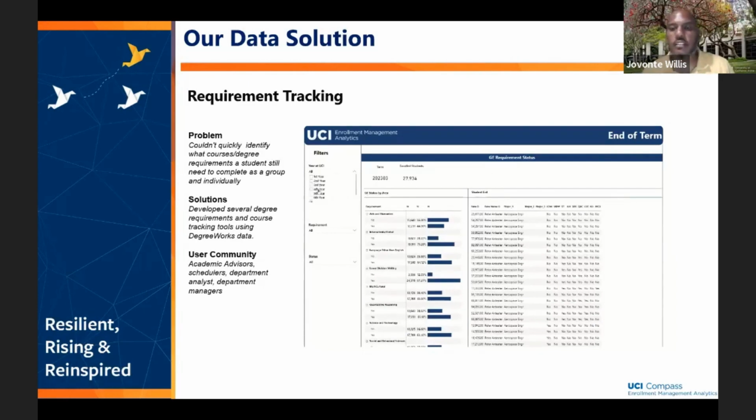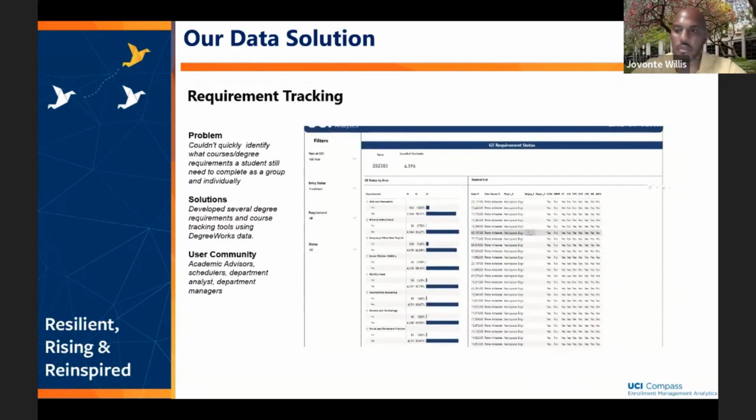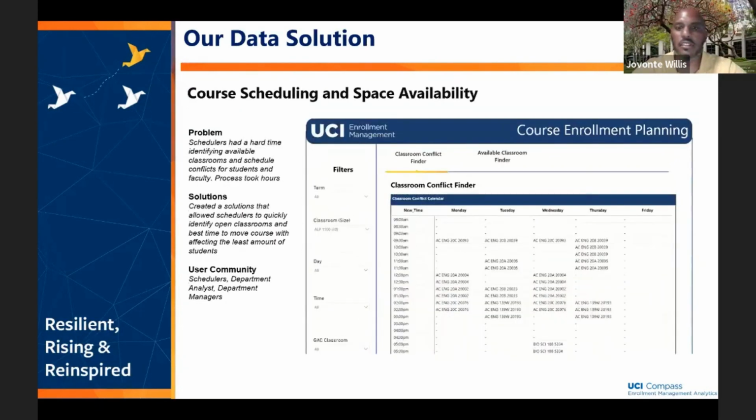We've done other things that allow them to track the GE, how students are satisfying different GE requirements, so they can easily track that. If there's something dealing with a GETC, with transferring courses for transfer students, they can quickly get that. So you can see, it's not just reports. We're really trying to provide them intelligence on how to make better decisions.